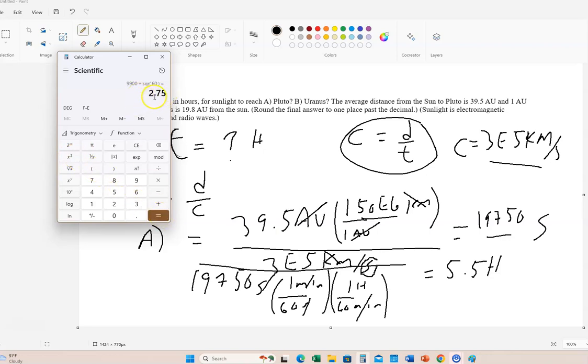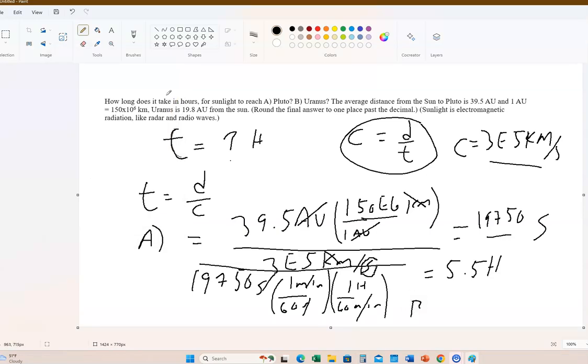And so it only takes light or any form of electromagnetic radiation, visible light, gamma rays, radio waves, they all travel at the speed of light. So to get to the average distance to Uranus, it would only take 2.75 hours. So this is for part B: 2.75 hours. And if they wanted you to round it to one place past the decimal, that would be 2.8 hours.